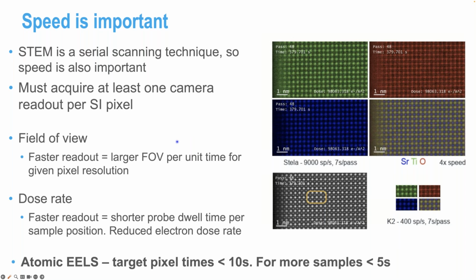Now, just something that I've been working on a lot recently, atomic resolution spectroscopy. My go-to numbers for this now are pretty short, okay? So I'm targeting, sorry, not pixel times, I'm targeting a scan time, the whole pass, of less than 10 seconds. And that's for easy standard samples. So if you can get each spectrum image pass in less than 10 seconds, this works every time.